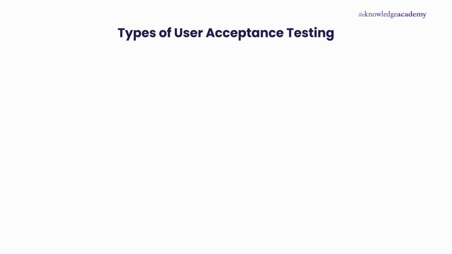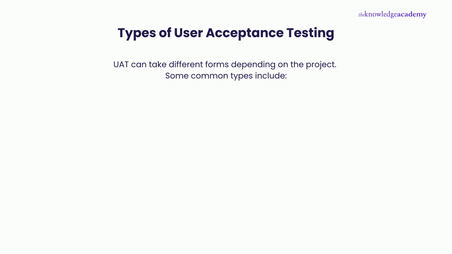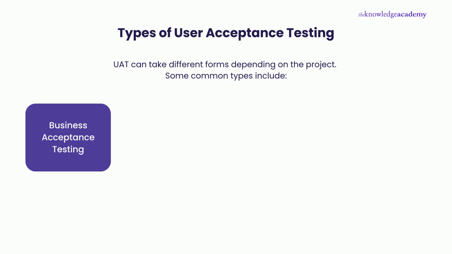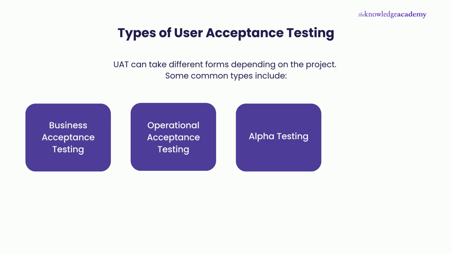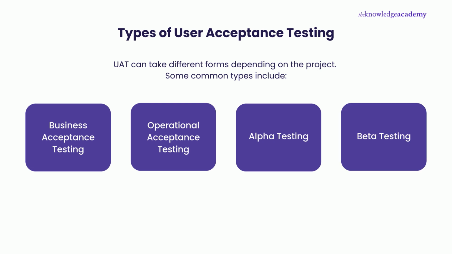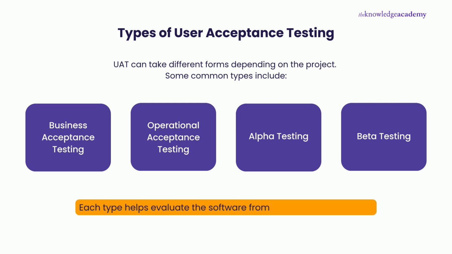Types of user acceptance testing. UAT can take different forms depending on the project. Some common types include business acceptance testing, which verifies that business objectives are met. Operational acceptance testing, which checks operational readiness and support processes. Alpha testing, conducted internally before external release. Beta testing, performed by selected end users in real-world environments. Each type helps evaluate the software from a different perspective.